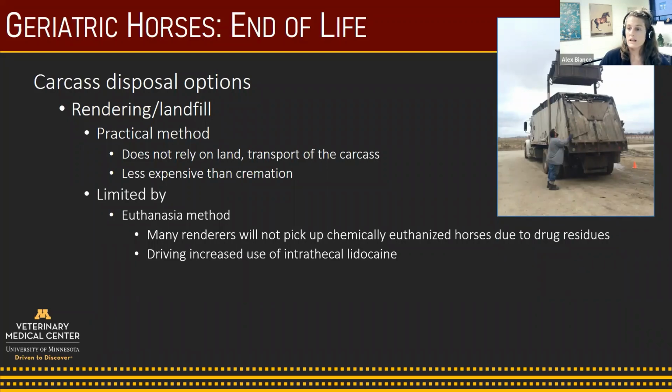The problem is that lately, most renderers will not pick up chemically euthanized horses, which is with the euthanasia solution, because of concern over drug residues. So in Minnesota, this is definitely a problem, as there are very few renderers that will pick up horses anymore. And so this is one of the reasons that people are starting to use lidocaine more often as a method of euthanasia.